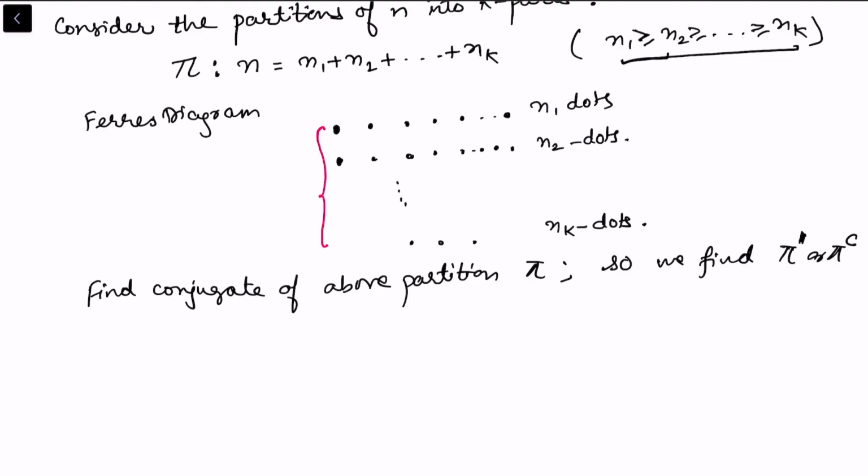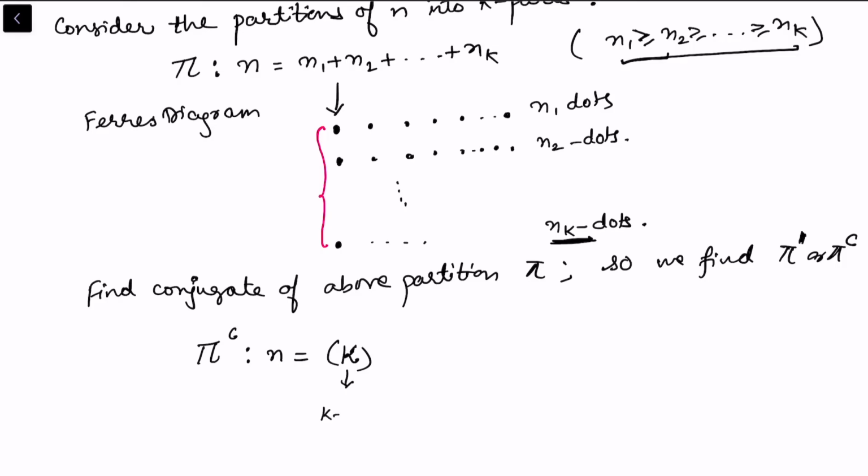It is not possible that the last row has not even a single dot. If this is the case, then we will consider this partition into k minus 1 parts. When we say that nk has a value, this is the kth dot, which means at least one dot must be present. So now when I count it vertically, or when I consider its conjugate, it will create another partition of n, and in that case the first one, the largest part, will have value k because there are k dots.